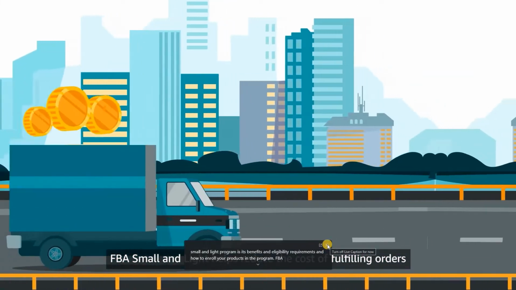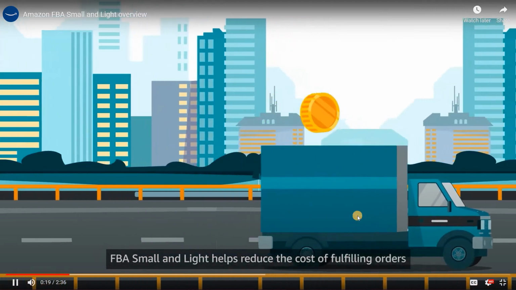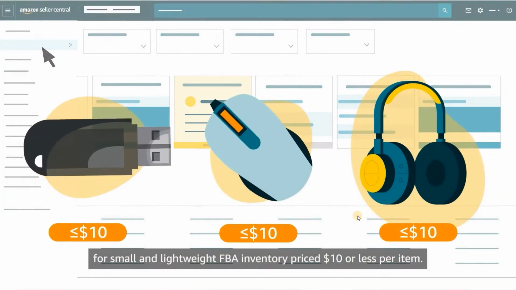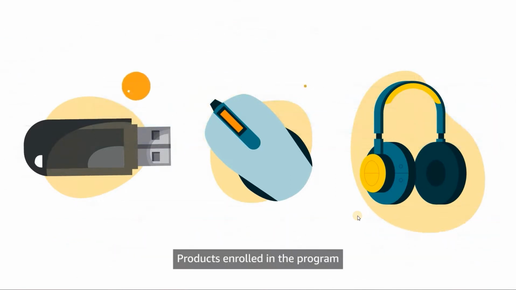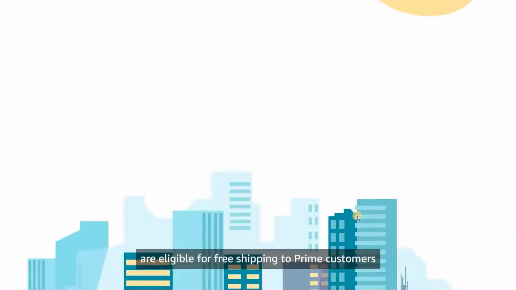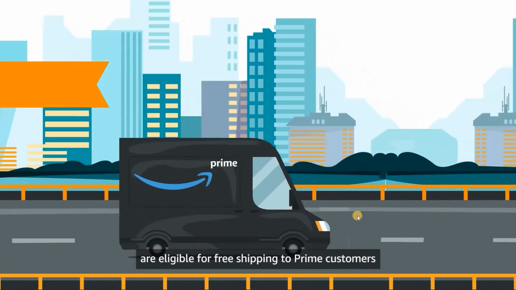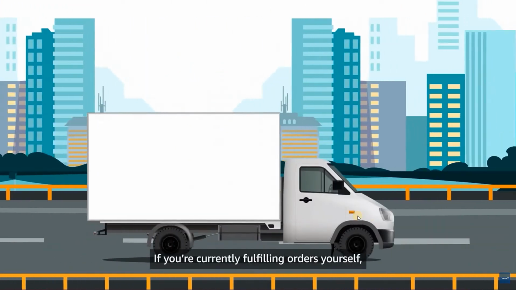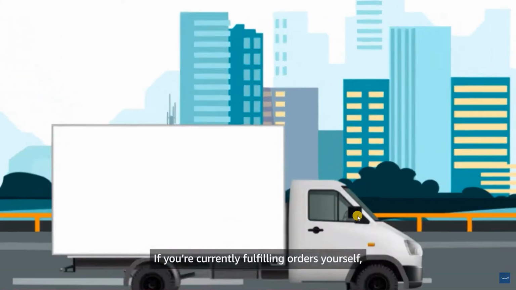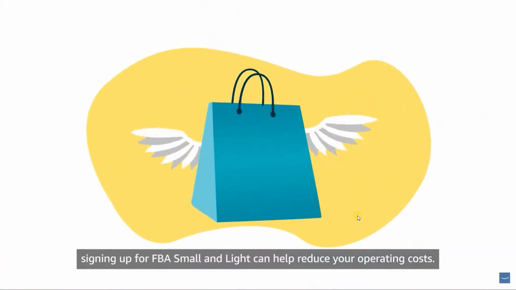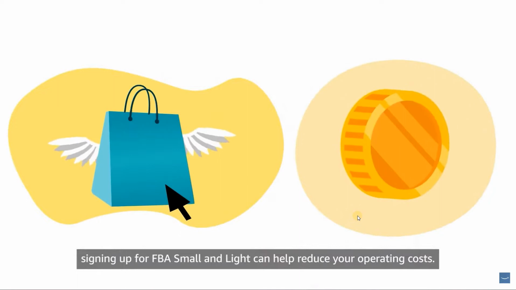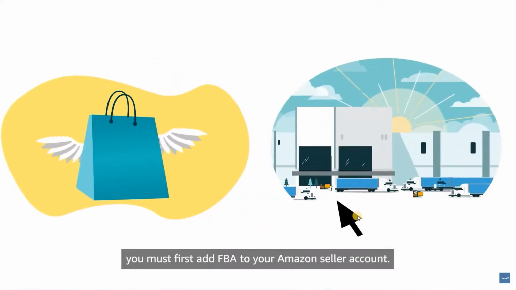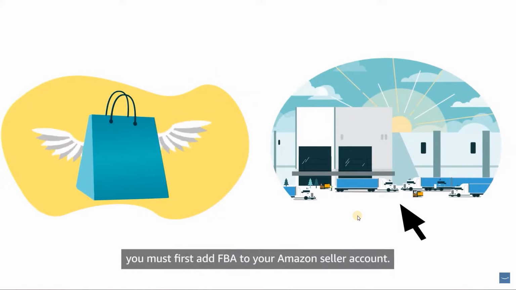FBA Small and Light helps reduce the cost of fulfilling orders for small and lightweight FBA inventory priced $10 or less per item. Products enrolled in the program are eligible for free shipping to Prime customers and standard shipping for non-Prime customers. If you're currently fulfilling orders yourself, signing up for FBA Small and Light can help reduce your operating costs. Before enrolling in Small and Light, you must first add FBA to your Amazon seller account.